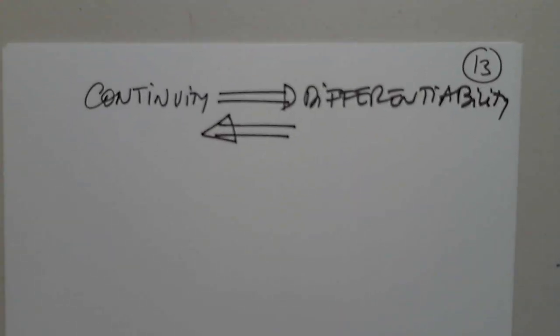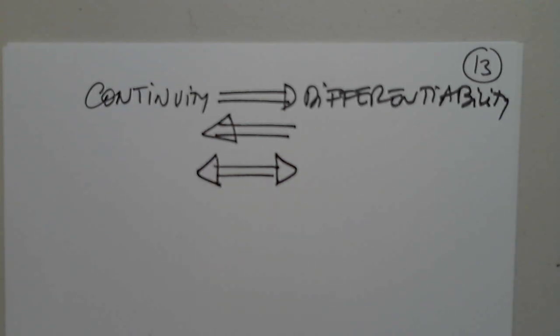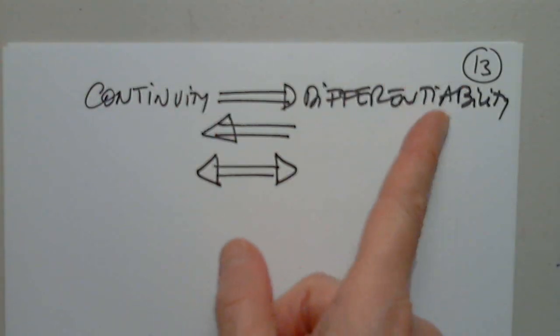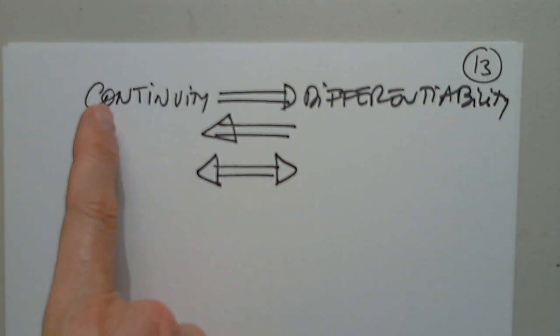Or only in one direction. Double equivalency: this implies this, and this implies this. Option 1. Option 2: continuity implies differentiability. And option 3: differentiability implies continuity.